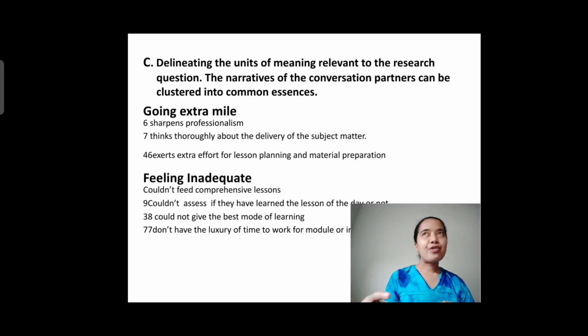So the next thing that you have to do is cluster all the responses that have similar meaning. Example, this one. This response: inclusivity sharpens professionalism, according to one of the teachers. Second, it helps one to think thoroughly about the delivery of the subject matter. Third, a teacher also exerts extra effort for lesson planning and material preparation. The researcher will then think of a theme in which these three responses could be classified into one cluster.